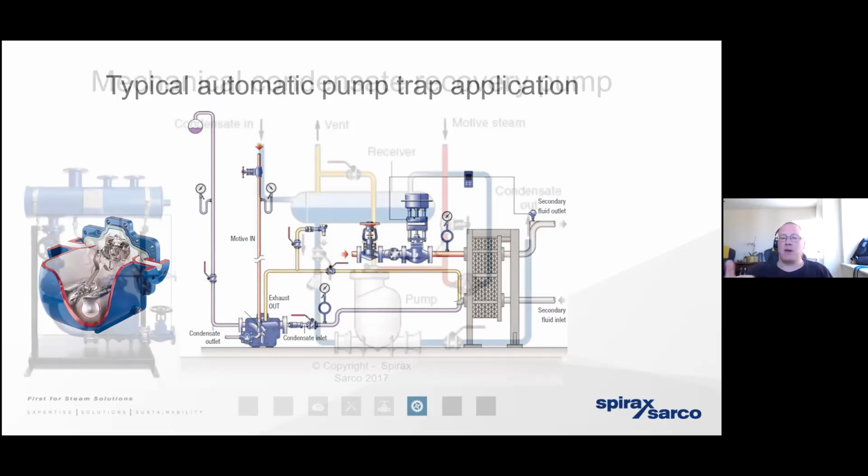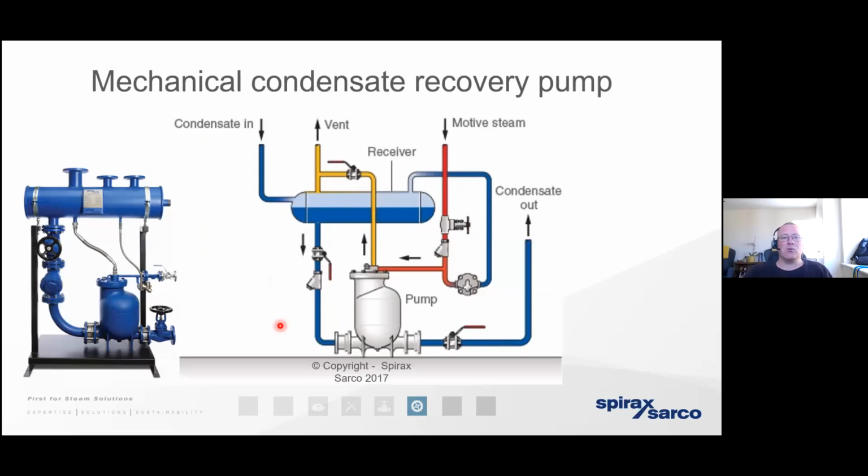we will need to pump it away from the process using a mechanical condensate recovery pump. That's where we use the steam pressure to drive the energy away. We don't need electrical installation there, so it can be used in intrinsically safe areas. But for other areas, we can use an electric condensate recovery pump.